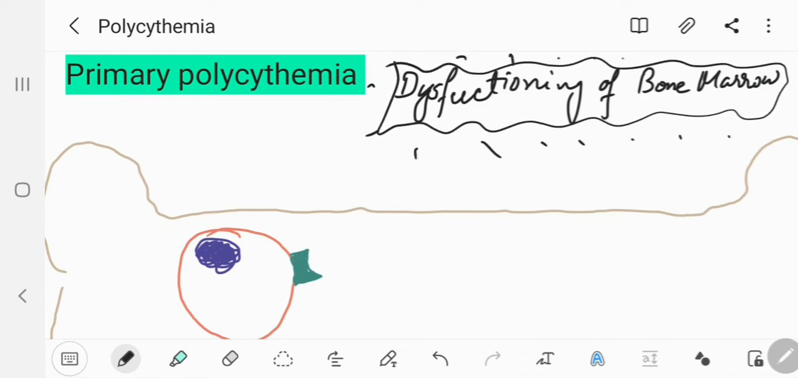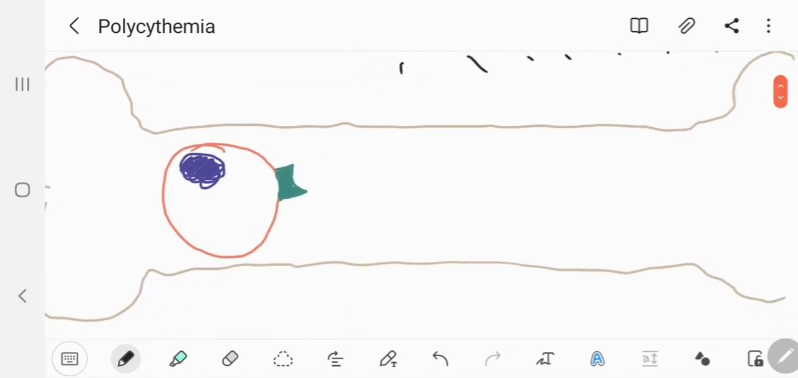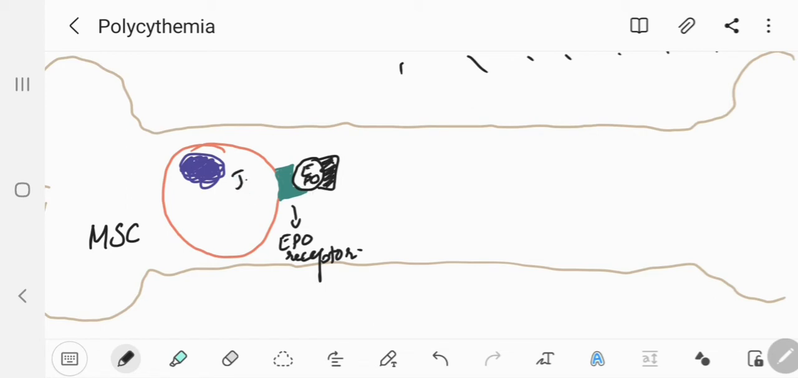Let's see, this is a bone, a long bone having a bone marrow, and we have a myeloid stem cell over there. On the myeloid stem cells we have an erythropoietin receptor, to which erythropoietin gets attached and causes the activation of a cascade of reactions which involves the JAK2 STAT pathway, leading to proliferation of the RBCs.